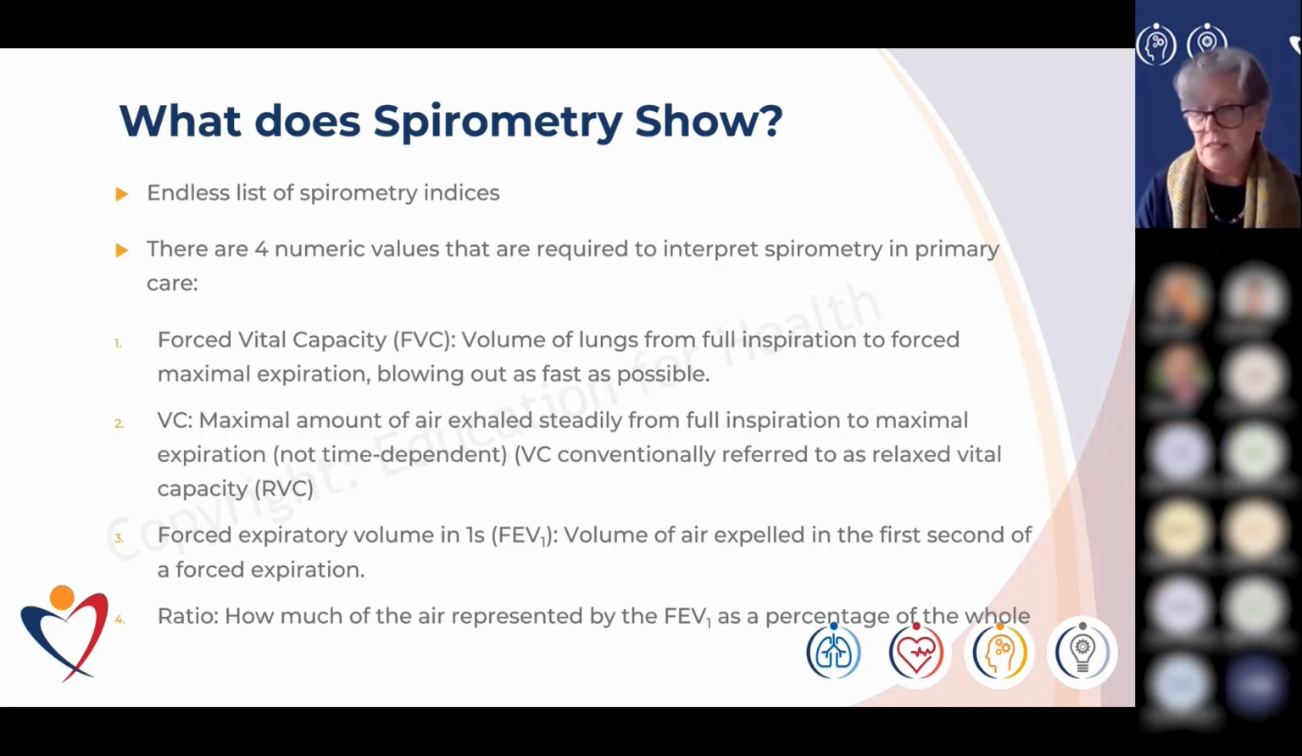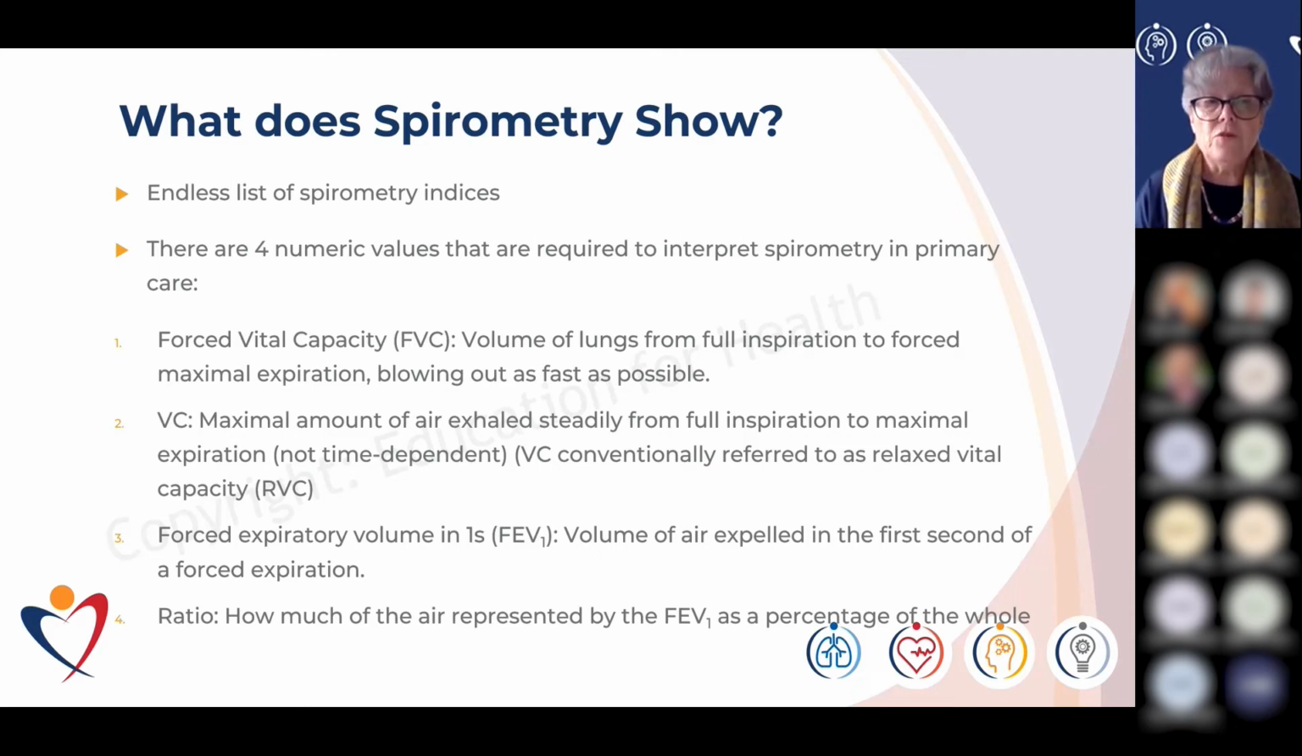Those are forced vital capacity, the FVC. So that's the volume of lungs from full inspiration to forced maximal expiration, blowing out as fast as you possibly can. Then we've got the VC. So that's the maximal amount of air exhaled steadily from the full inspiration to maximal expiration, but it's not time dependent. And the VC is now conventionally referred to as relaxed VC, the RVC. So you'll start to see that more and more as you read spirometry reports or journals mentioning spirometry.